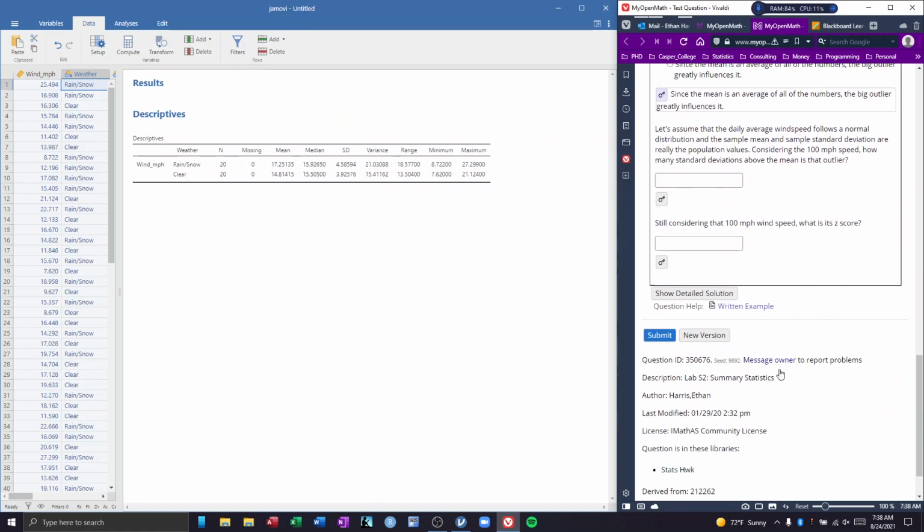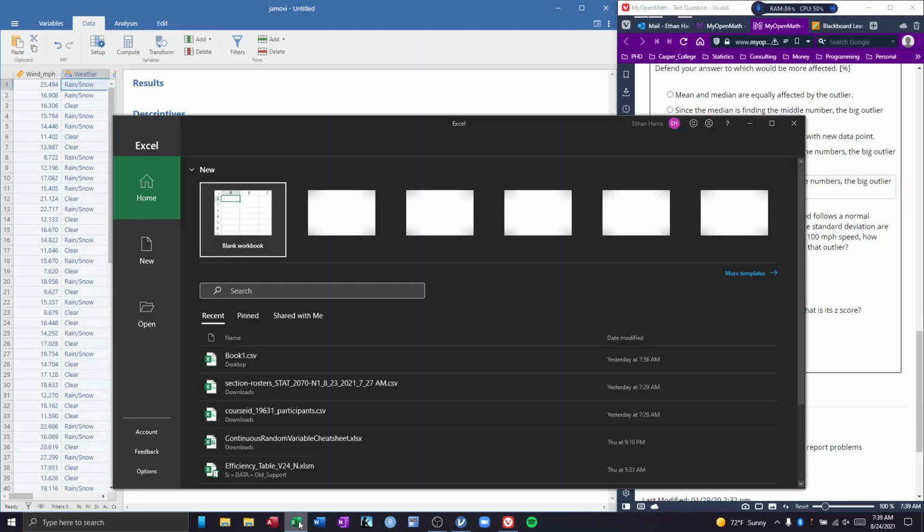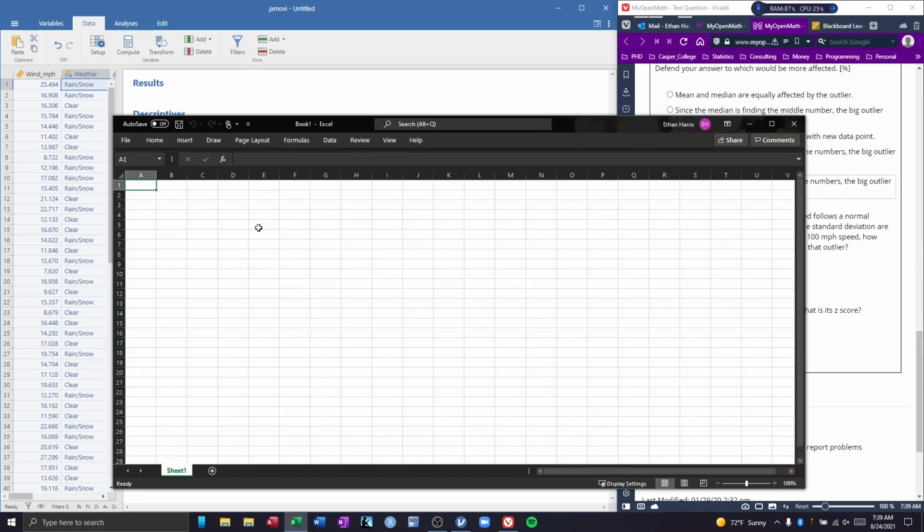Okay, excellent. Next, we've got a couple little calculations to do. Let's assume that the daily average wind speed follows a normal distribution and that the sample mean and the sample standard deviation are really population values. We'll talk about that in just a second. Considering the 100 mile per hour speed, how many standard deviations above the mean is that outlier? Let's go ahead and grab Excel real quick and do a few basic calculations.